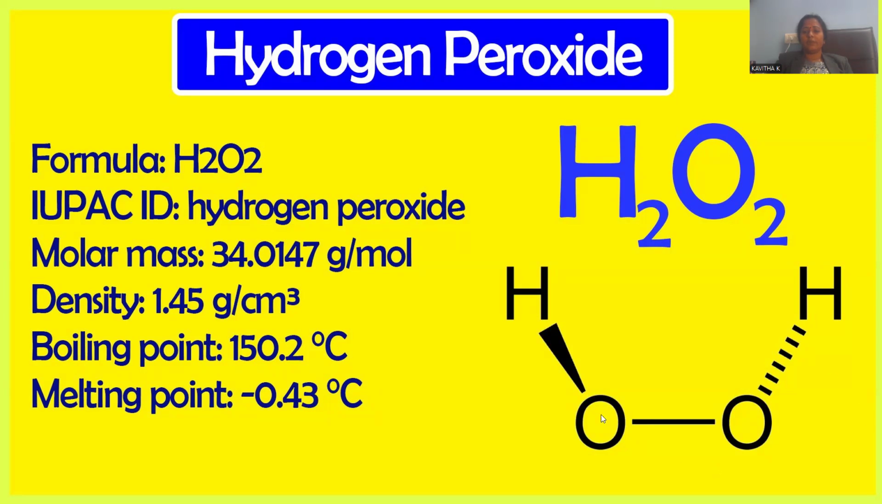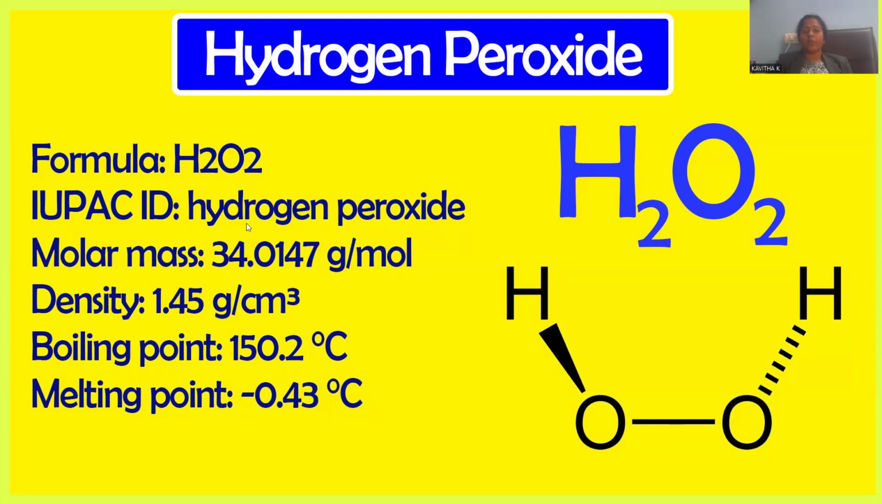Hydrogen peroxide is represented with a peroxy linkage, which stands for a direct oxygen-oxygen bond. Here one hydrogen is inclined towards the viewer, and the other hydrogen is away from the viewer, shown with the dotted line bond. IUPAC is mentioned, it's the name hydrogen peroxide. IUPAC stands for International Union of Pure and Applied Chemistry.